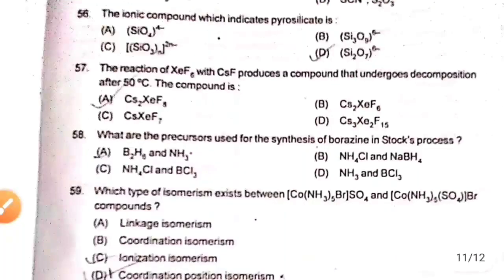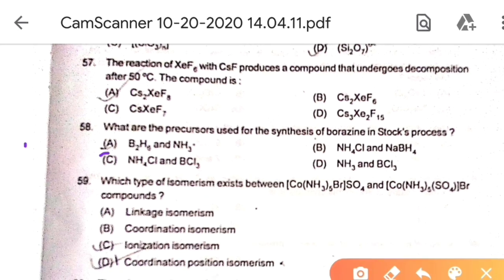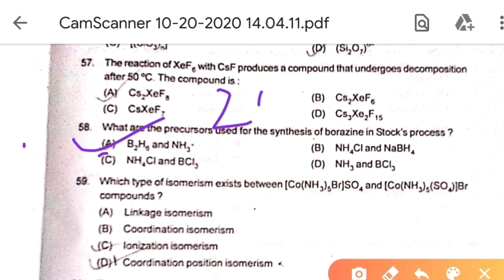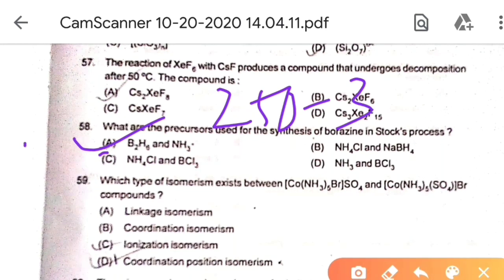Then 58, what are the precursors used for the synthesis of borazine in Stokes process? Synthesized from diborane and ammonia, B2H6 and ammonia. So this is the correct answer. Inorganic benzene, that is borazine, is prepared from diborane and ammonia in the ratio 1:2 at 250 to 300 degrees centigrade.